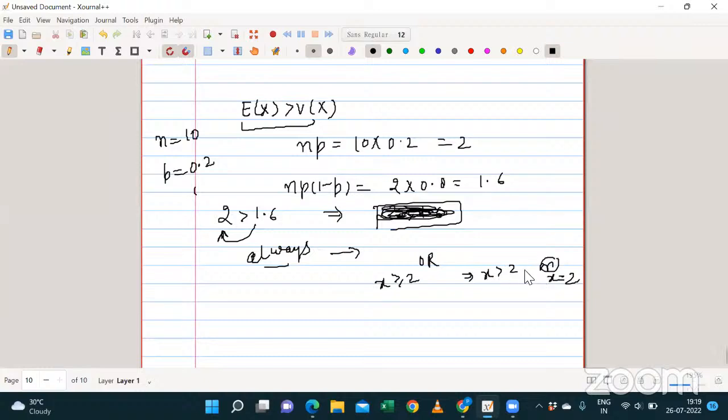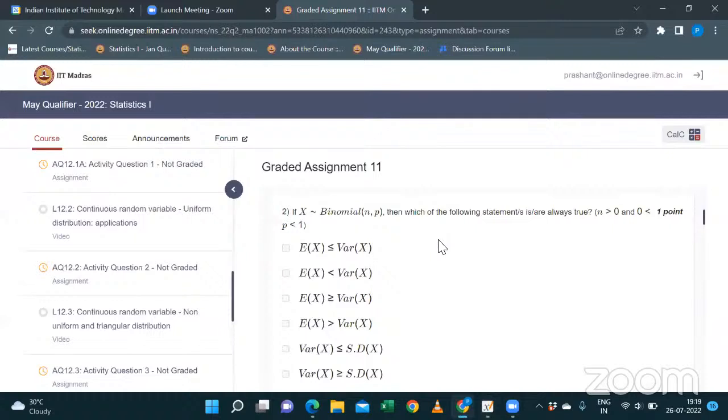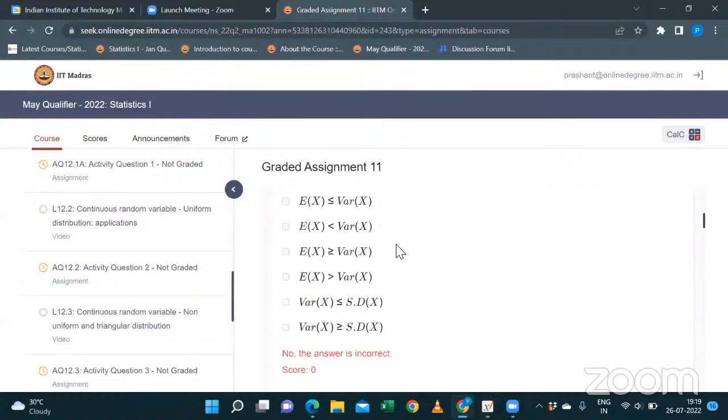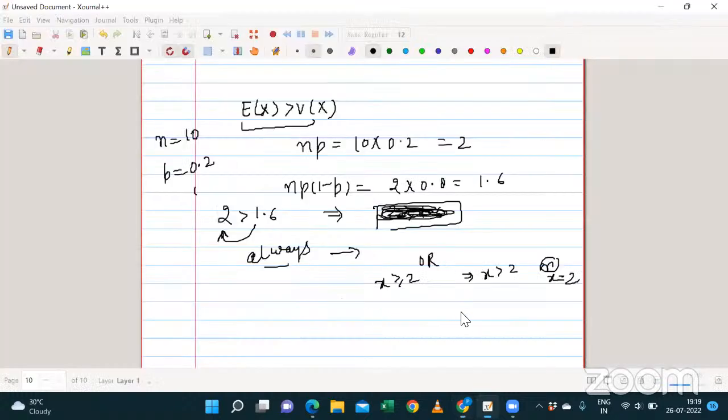Yes, sir. But even in that case, expectation can be greater than 2, so the first part is being satisfied. You are saying the third part. Yes, sir. So third and fourth both should be correct. No. I think you are getting confused. We need an example where expectation of x equals variance of x.